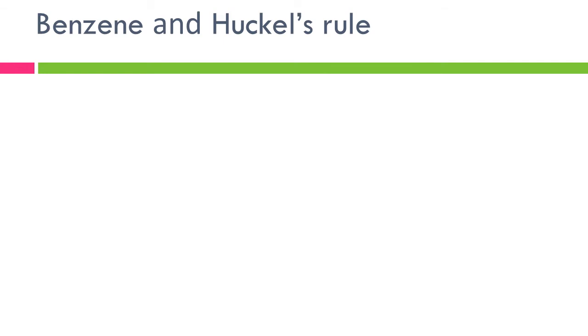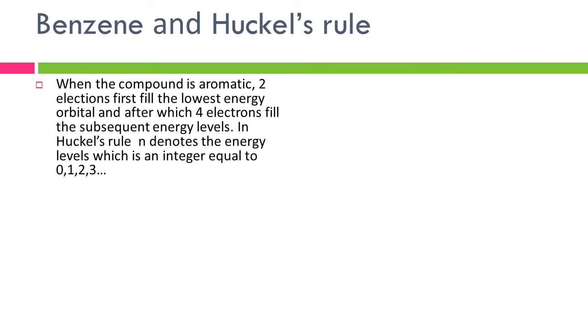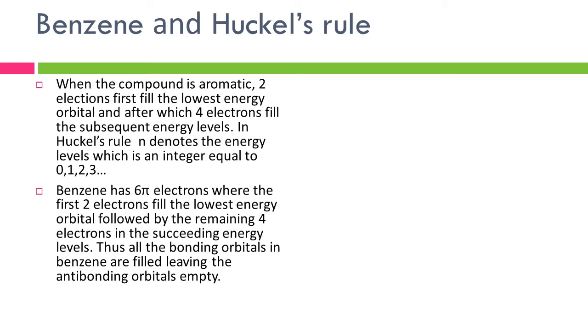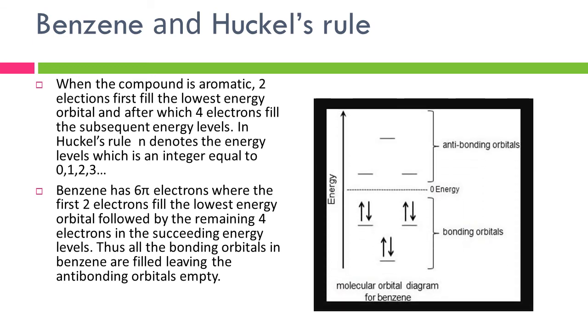Benzene and Huckel's rule. When the compound is aromatic, 2 electrons first fill the lowest energy orbital, after which 4 electrons fill the subsequent energy levels. In Huckel's rule, n denotes the energy levels, which is an integer. In benzene, we have 6 pi electrons, where the first 2 electrons fill the lowest energy orbital, followed by the remaining 4 electrons in the succeeding energy levels. Thus, all the bonding orbitals in benzene are filled, leaving the antibonding orbitals empty.